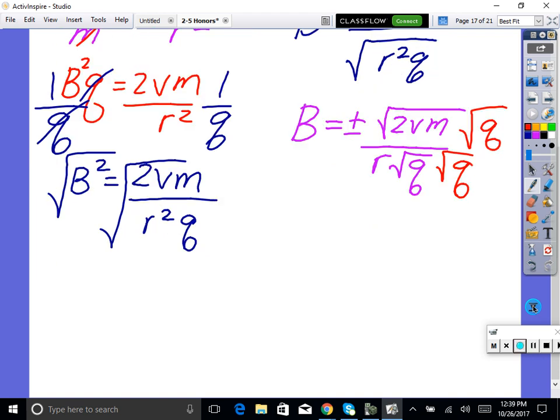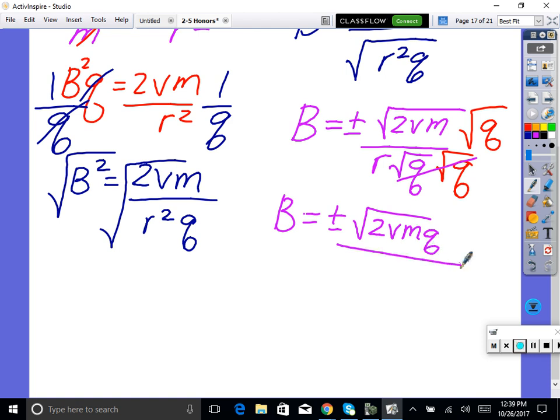Now, on accident, though, guess what some of you did, and it was so sad because you were so close. You were like, oh, that's gone. But it's not gone, right? B is equal to plus and minus the square root of 2vmq, correct? Square root, we can put them together. And then all over rq. Awesome. Good job. You guys, you put in valiant effort. I had a few. You get it.